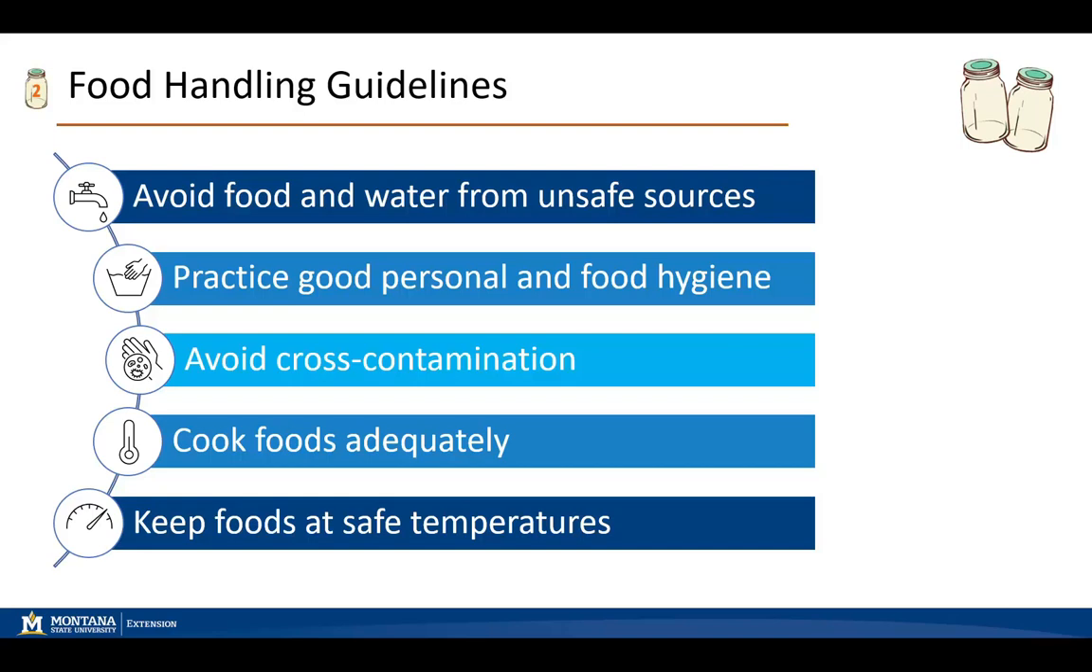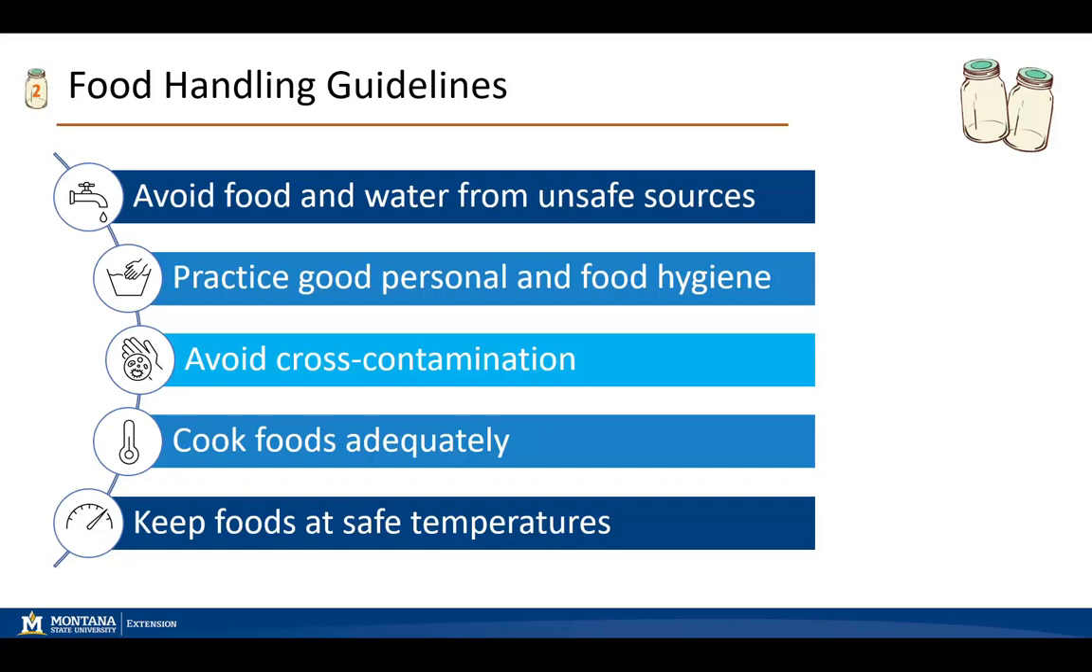Cook food adequately. This is important for general food safety. Review the safe cooking temperature chart on page 2-21. The cooking process is how we kill some of the harmful bacteria. In food preservation, it is important that the foods that we are preserving reach a proper internal temperature. We will talk more about that throughout this course.